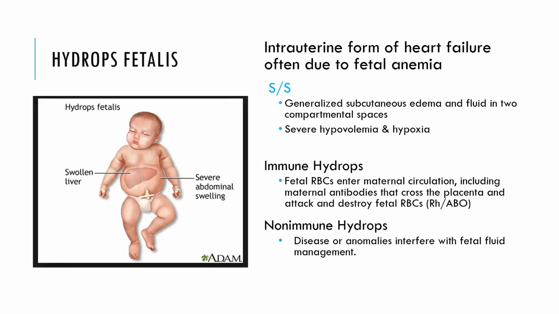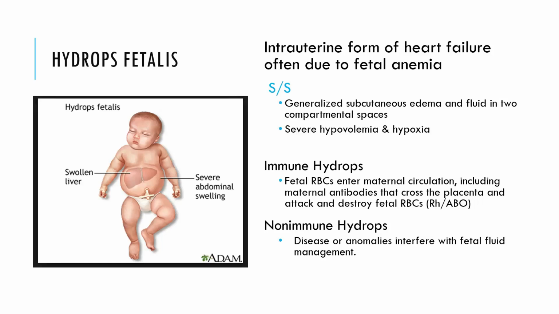I'm sure it can, but it's just not as common as Rh isoimmunization as a cause of this. So the other type is the non-immune hydrops, and this is because you just have some disease or anomalies, let's say cardiac anomalies or something along those lines, where you have poor cardiac output, and then you have bad blood flow to organs, and anemia that can interfere with growth and the way they manage fluids, and you have a generalized subcutaneous edema and fluid in two compartment spaces.